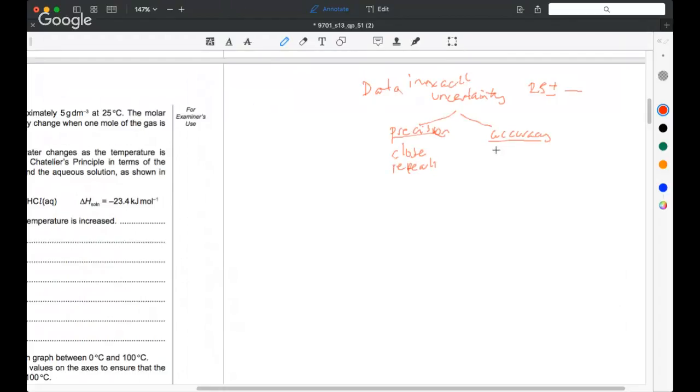All right? Whereas, you have to excuse my writing again, Grace. So the accuracy, of course, is how close the data is to the true value. So you could actually have a piece of data that's highly precise, but is completely inaccurate. Or you could have some data that's accurate, but has very bad precision. So you've got those two. And the source of uncertainty in the precision is just random errors. Whereas the source of uncertainty in the accuracy is called systematic errors.